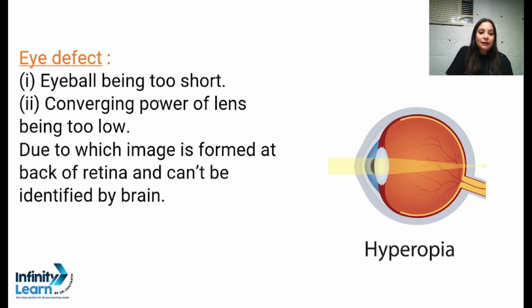Now what about eye defect? Eyeball being too short and converging power of lens being too low. Now if the converging power of lens is too low, that means it is able to converge the rays, but not on the retina, behind the retina. So in that case, the image will be formed behind the retina. See, our brain can recognize those images which are formed on the retina, neither in front nor behind it. Okay, so that's the reason he cannot see clearly.